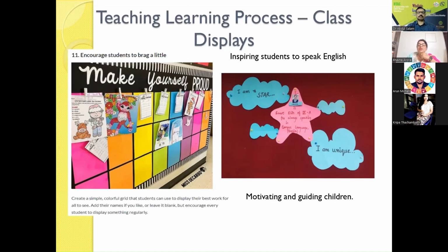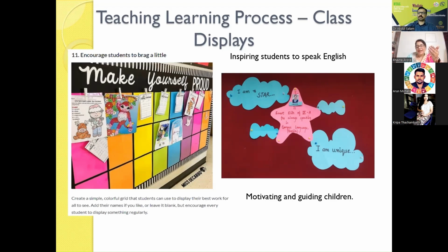Next is inspiring students to speak English, to use the campus language. At our school, English is the campus language, and we take out the star of the week, for motivating and guiding them. So what do we write? I am the star of the week. And we write the name of a student for his or her achievement, and I'm unique, with the photograph.